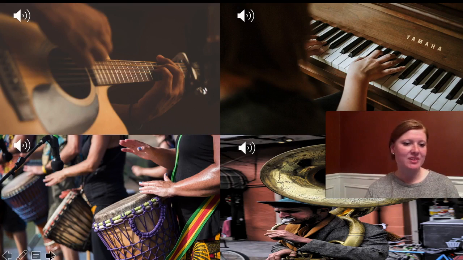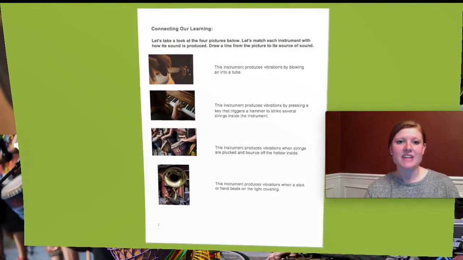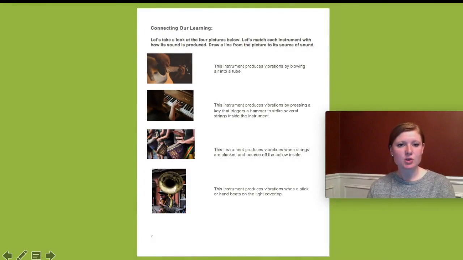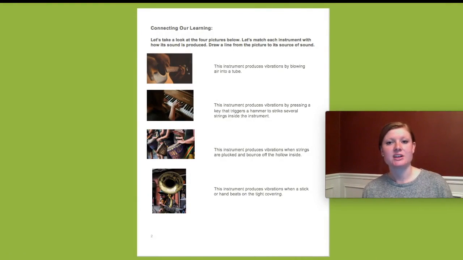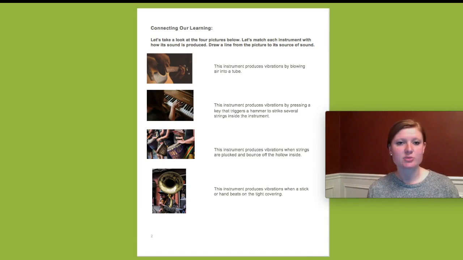Okay. So what your assignment will be next is for you to look at each one of these pictures and figure out how the instrument produces a vibration to then make a sound. So what I'm going to be doing is reading each definition, and then I want you to decide which instrument has its sound produced that way. So it says this instrument produces vibrations by blowing air into a tube.